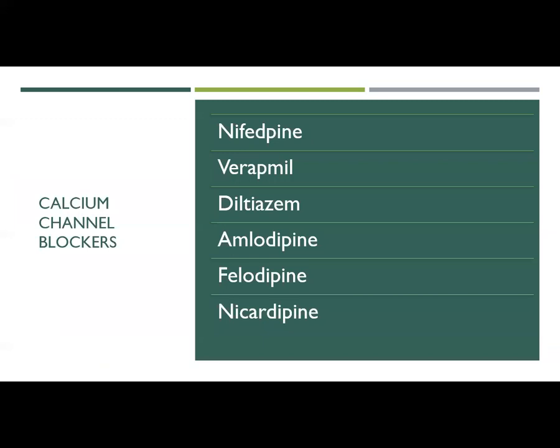So the next ones we're going to be talking about are our calcium channel blockers. And if we remember, calcium channel blockers work better with our African American patients. Now, most of these, except for verapamil and diltiazem, all end in pine. So if you're looking for your calcium channel blockers, you're looking for that pine. Nifedipine, amlodipine, felodipine.